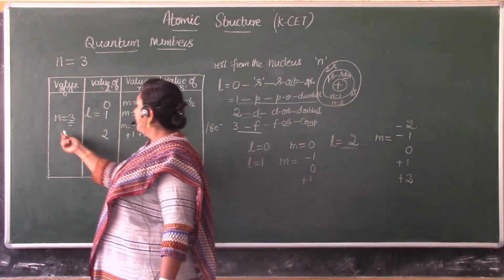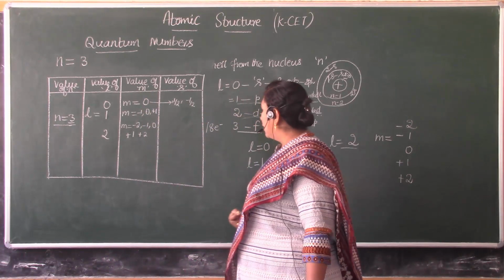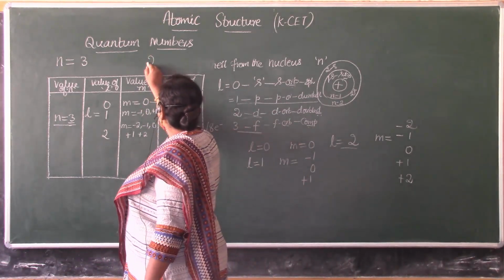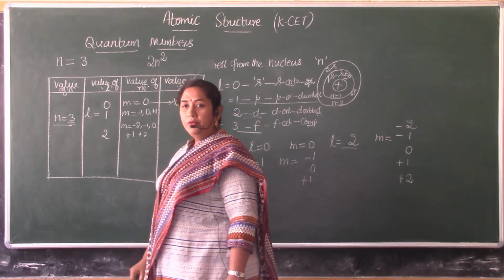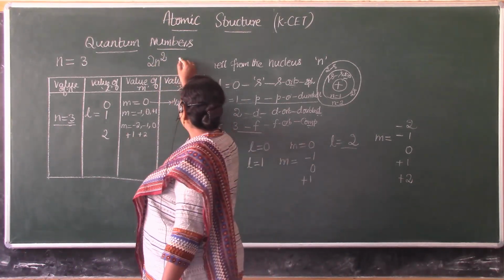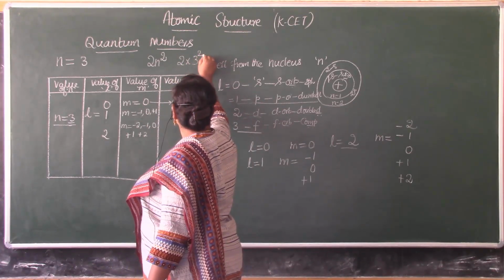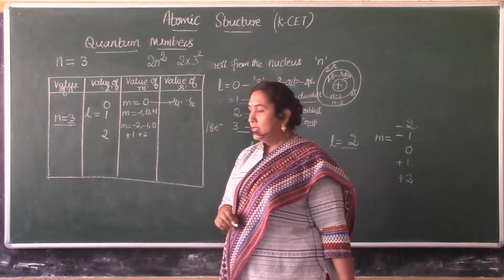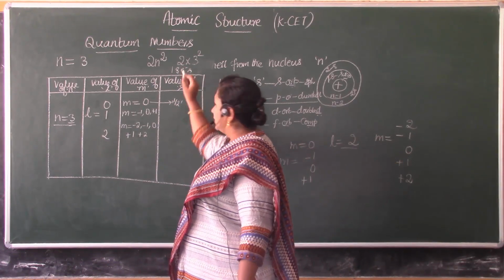So now n is equal to 3. Let us check if it can hold a maximum of 18 electrons. What is the formula that we can use to determine the number of electrons in any particular shell? 2n square. What is the value of n here? 2 into 3 square, so 9 into 2. That is going to be 18. So that matches. That means what you have written is correct.